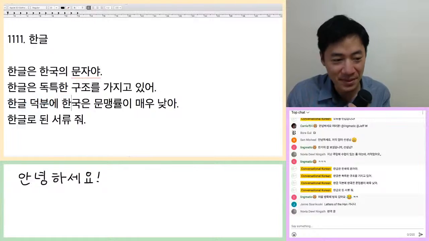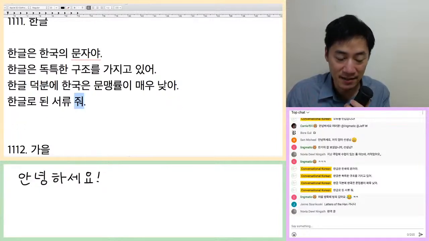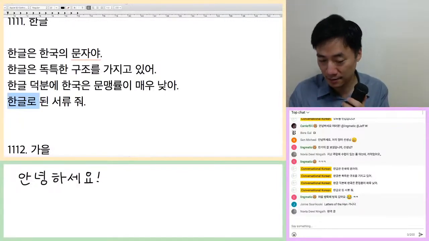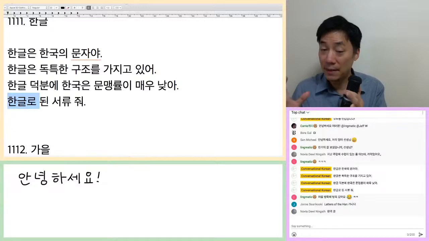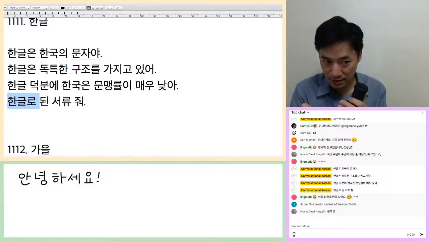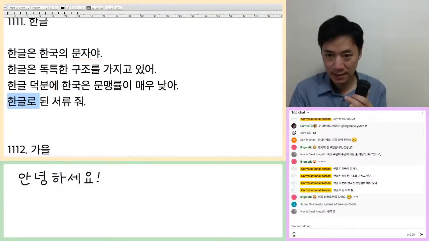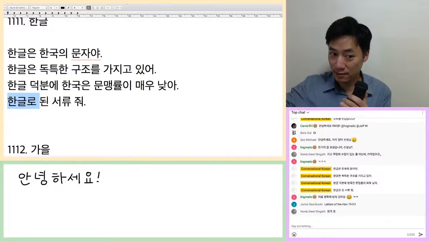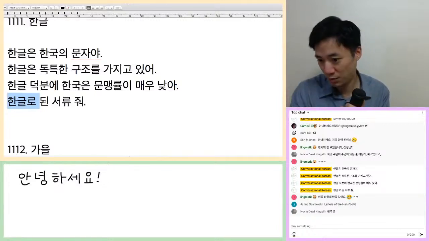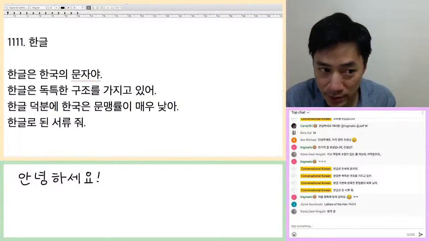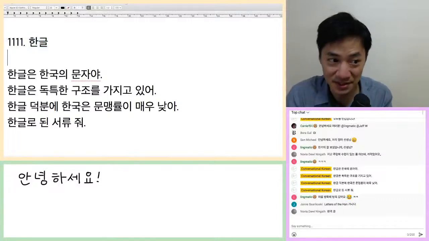That's what it means. And give the paper, document paper, which is made of Hangul or written in Hangul, something like that. The written paper written in Korean. Give me that one. Let's say this one is in English, this one is in Korean. Oh, give me this one, something like that. 한글로 된 서류 줘. So Hangul, Korean alphabet. That was the first one.